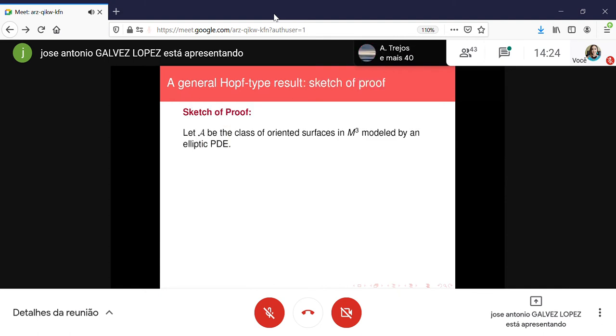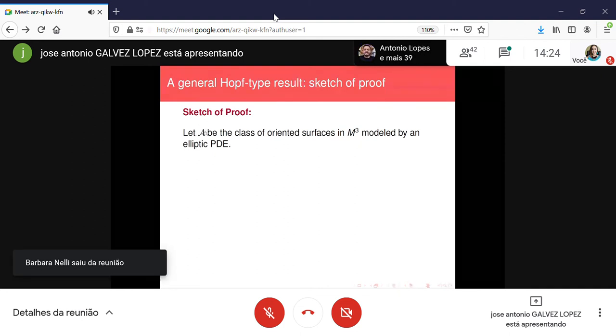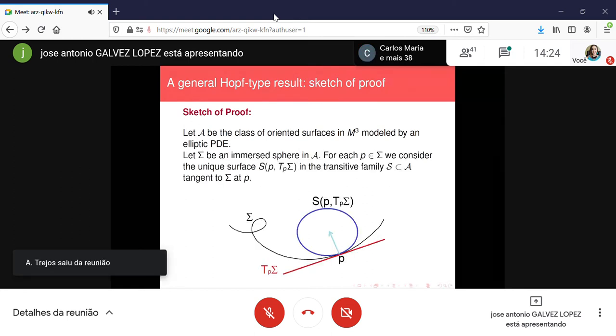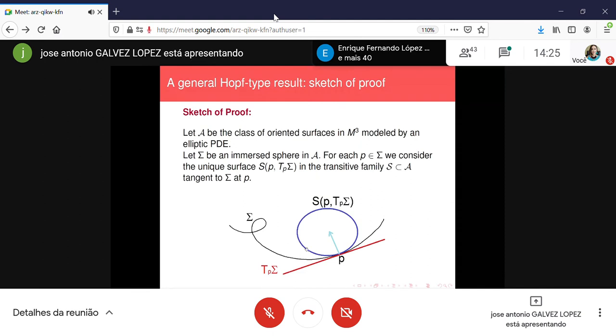Okay, now I'm going to explain the idea of the proof. I'm going to give only a sketch of the proof. First, we start with the class of surfaces A. This class is modeled by an elliptic PDE, and we fix an immersed sphere sigma. Here in the picture, sigma is in black. This is a piece of the immersed sphere. For every point P in the sphere sigma, we consider the unique surface in the transitive family. Using the definition of transitive family, there is a unique surface in the family such that it's tangent to sigma at the point P.